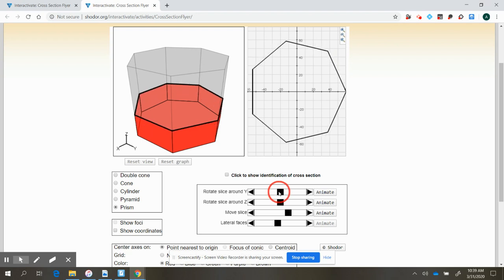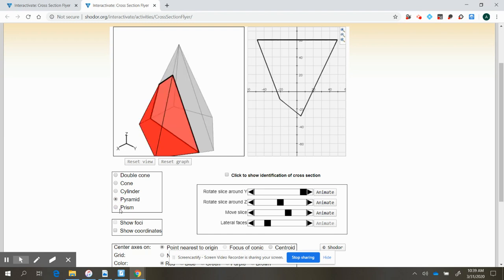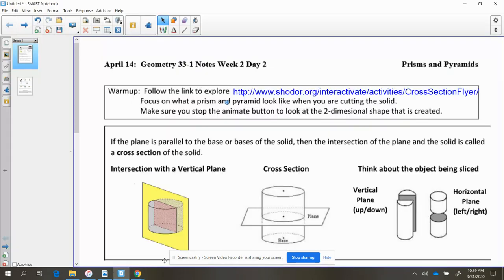So notice about halfway through, you're going to be seeing this slice one way versus if you take the slice and move it another way. So just pause the video, play around again with the pyramid and the prism cross sections for a little bit, see what you're noticing. Now looking back at the notes, we're going to kind of flip between here.